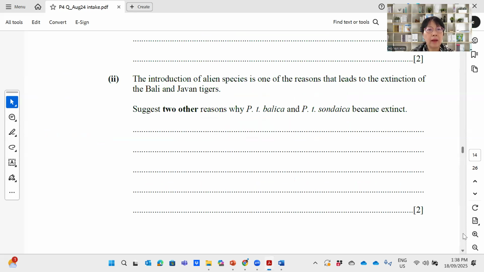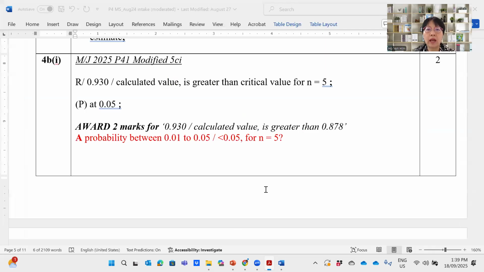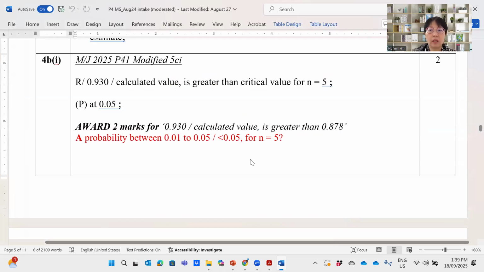Okay, next. Part 2, the introduction of alien species is one of the reasons that leads to the extinction of Bali and Javan tigers. Suggest 2 other reasons why these 2 subspecies become extinct. So this one is very straightforward, right? So other than introduction of alien species, what else can lead to the extinction of the species? This one is theory. So directly apply from theory.